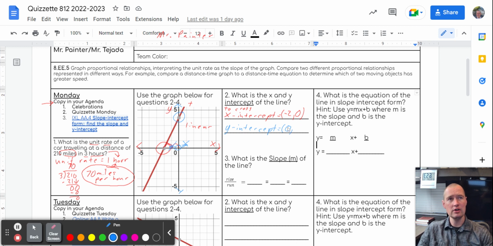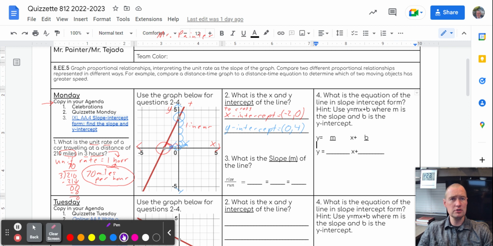Now, the y value is represented by the numbers we count up. So in this case, we're counting up 1, 2, 3, and 4. And when we count up, it represents positive. So we're going to have a y-intercept of (0, 4). And that's going to complete question number 2.